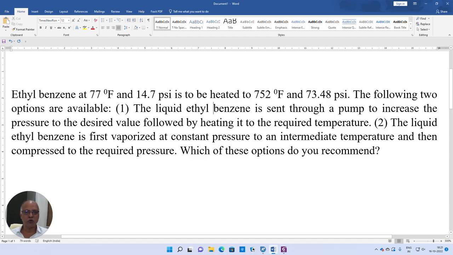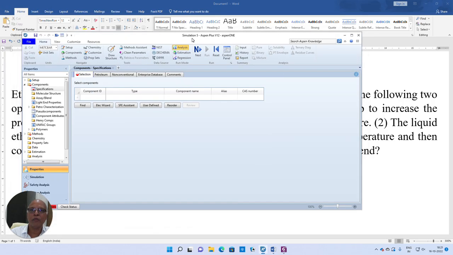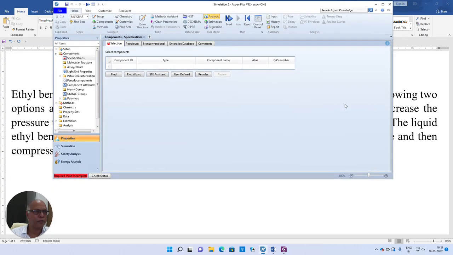So by simulating these two options, we will have to determine which one of these options is preferred and probably analyze why, or what your reasons are for recommending a particular option out of the given two. Now let us try to attempt simulating this problem using Aspen.